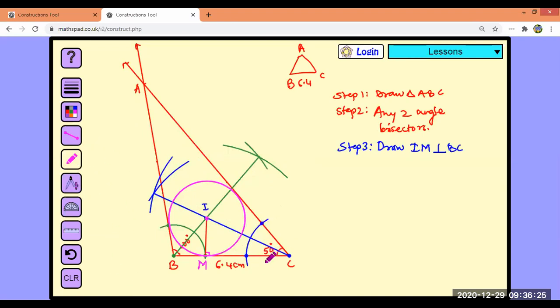That completes the construction. All right, so step four over here, let me write down for you. Step four, using IM as the radius, draw the incircle. That completes the construction on how to draw the incircle.